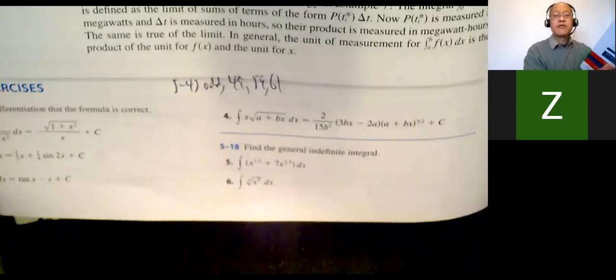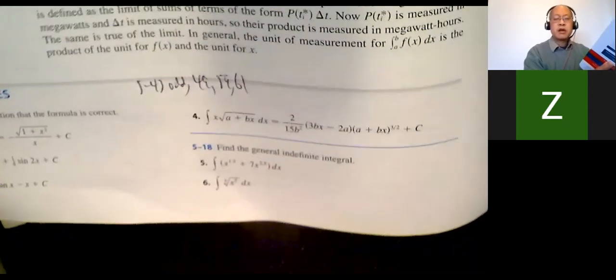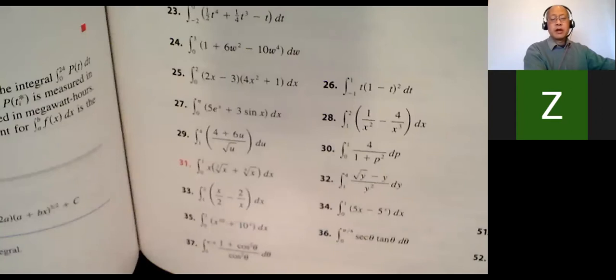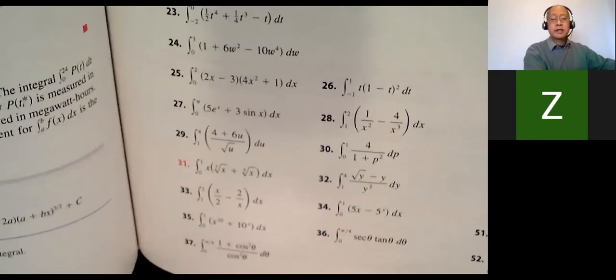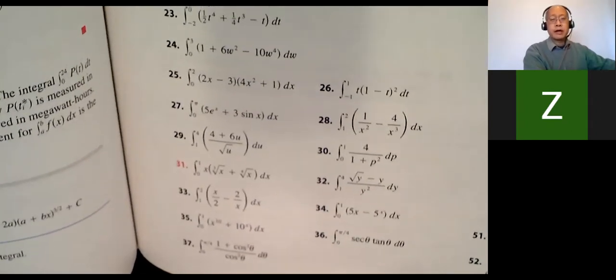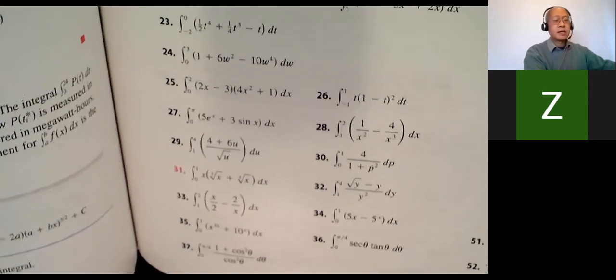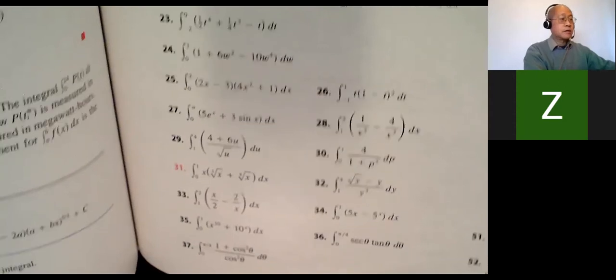Continuing on with 5-4. As a reminder, be able to distinguish between indefinite integrals, like 5 and 6. You integrate and your answer is going to be an antiderivative plus C. And then you have definite integrals where you integrate, you don't need the plus C, you plug in the top number, plug in the bottom number and subtract. That gives you the exact value of the signed area, as we said. I did a bunch last time and we'll do a bunch more.